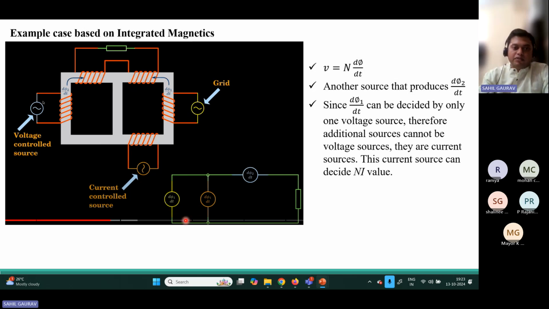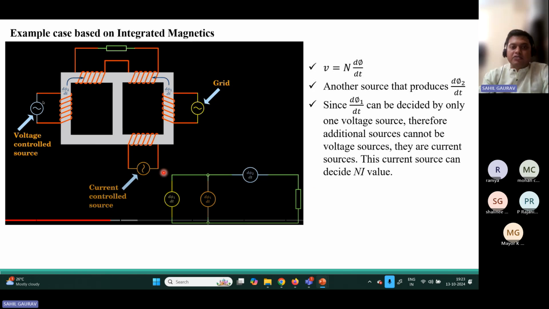So you have to check that both have the same flux rate. That's why they are connected in parallel. They don't have different flux rates. While this dφ/dt is connected in series because it has a different flux rate. So you cannot connect it in parallel with the other dφ/dt. So two voltage sources cannot be connected, means two voltages you cannot connect in parallel.